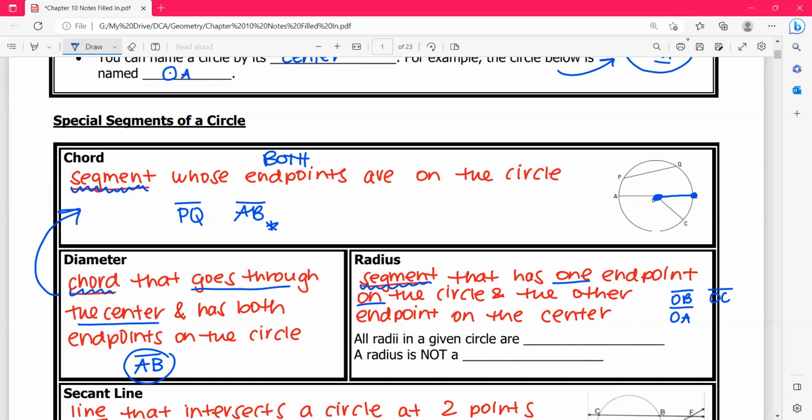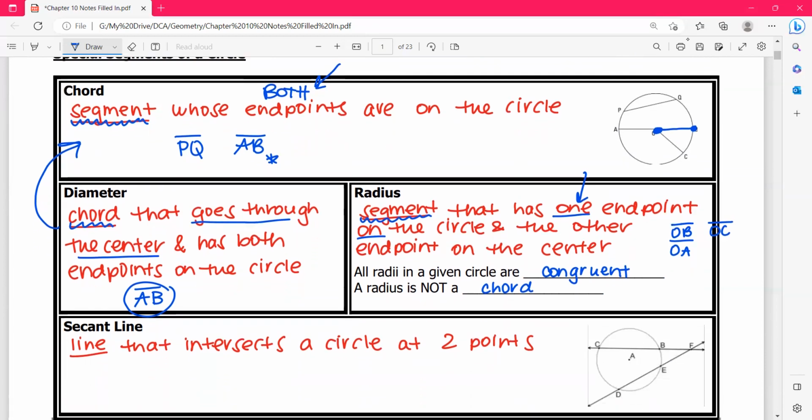All radii in a given circle are congruent because remember, all points are equidistant from the center. A radius is not a chord. This makes sense because a chord has both endpoints on the circle and a radius just has one. These next two vocab words are brand new to us, so let's check them out.